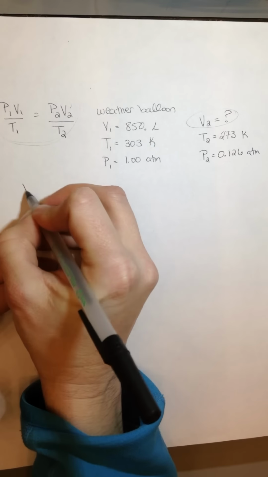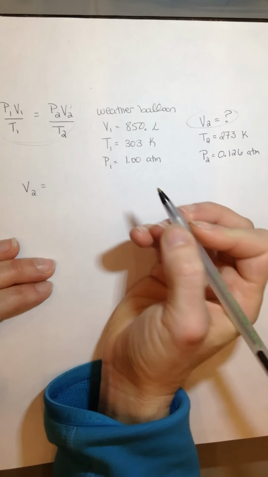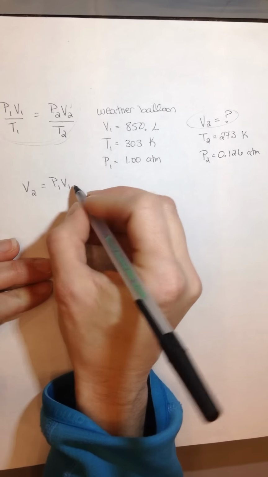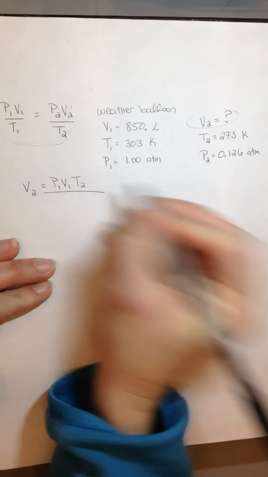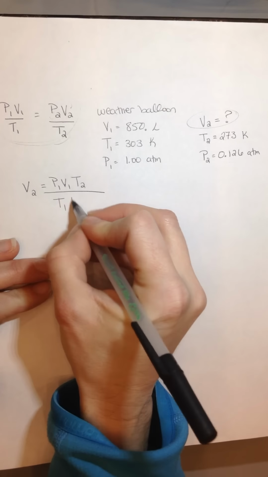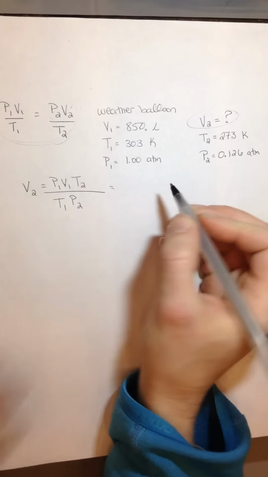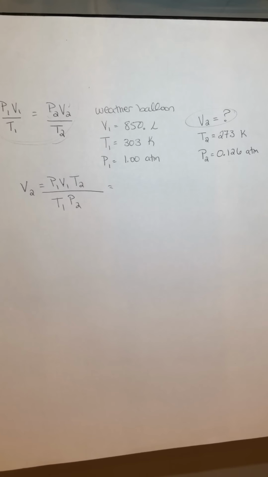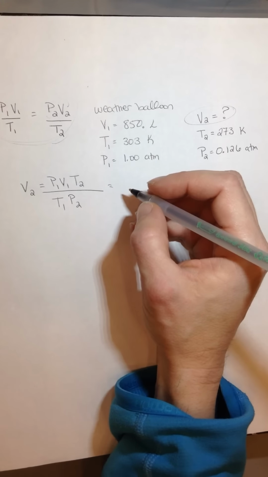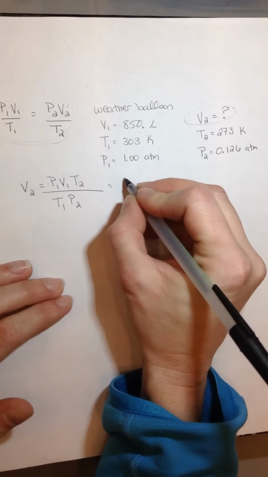We're looking for V2, so let's isolate V2. P1, V1, multiply both sides by T2, divide by T1, divide by P2. All right, so I'm going to rearrange everything so that way I can just plunk everything into my calculator. Great. Now I'm going to rewrite it, adding in the numbers. And again, this is going to seem tedious, but there's a reason for this.